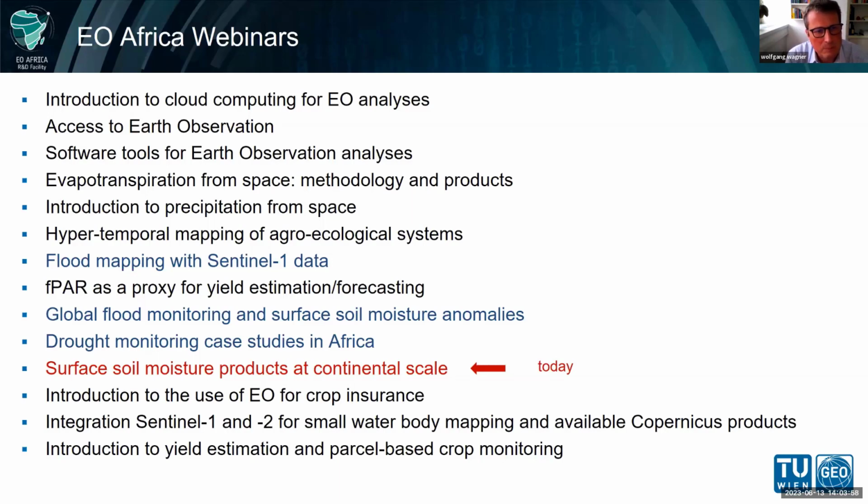So we already talked about flood mapping with Sentinel-1 data. We talked about global flood monitoring and surface soil moisture anomaly mapping and drought monitoring case studies in Africa, which was the last webinar. So we basically were dealing in those talks with high resolution flood data and more coarse resolution soil moisture data. And today the focus is more on higher resolution soil moisture products that at the moment are typically available at continental scale, but they are also becoming more and more available at a global scale.